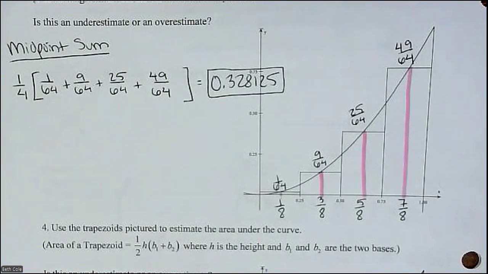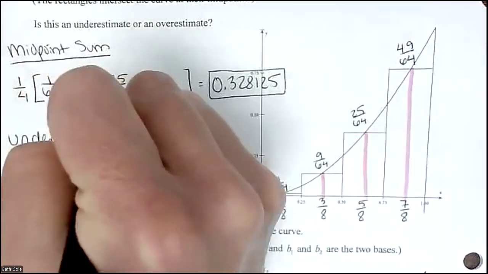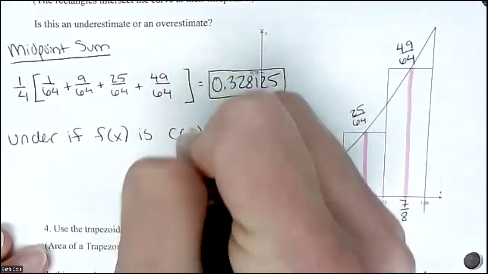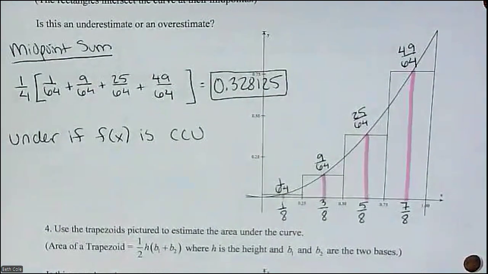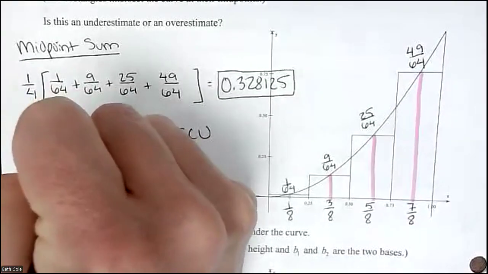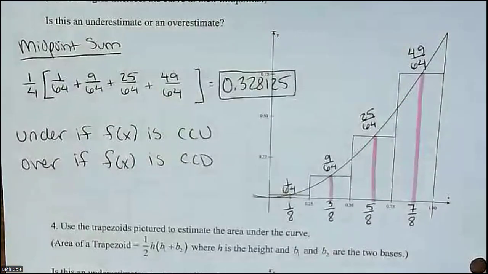Now this one's really hard to tell if it's over or under. So I'm going to tell you how you come up with it. It's an underestimate if your function is concave up. Don't think about it too hard. I've actually never seen that come up in a question. I'm just telling you because it's true and I like to be thorough. And it'll be an overestimate if your function is concave down.